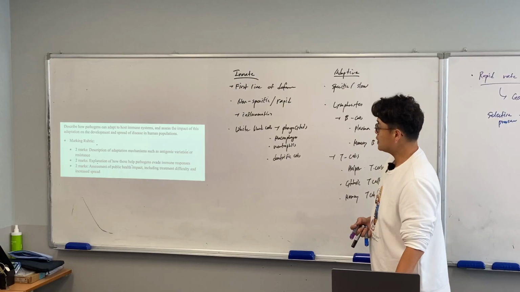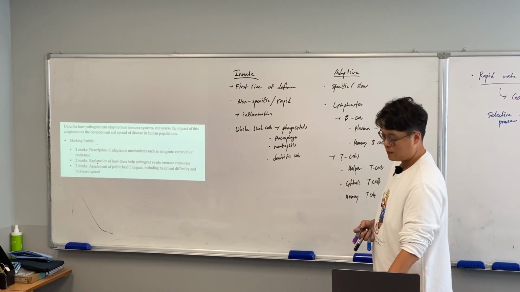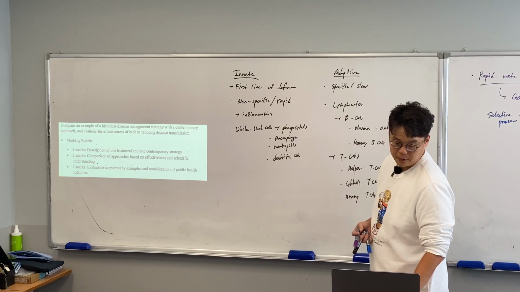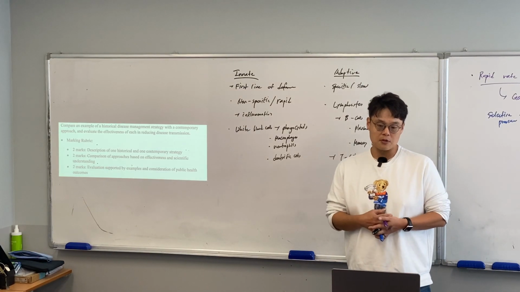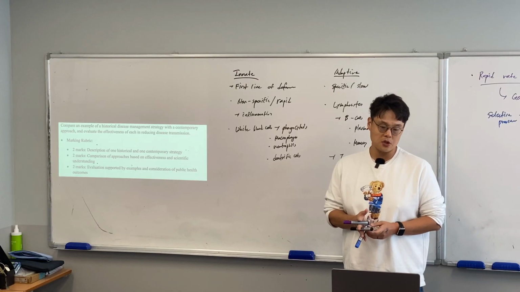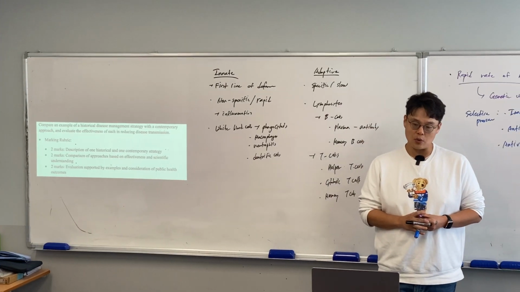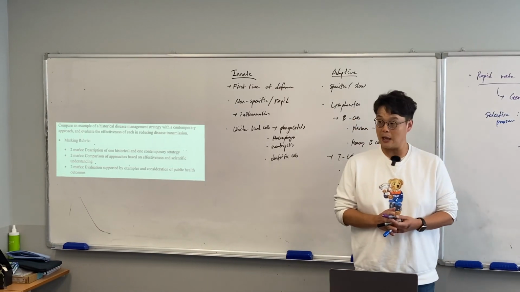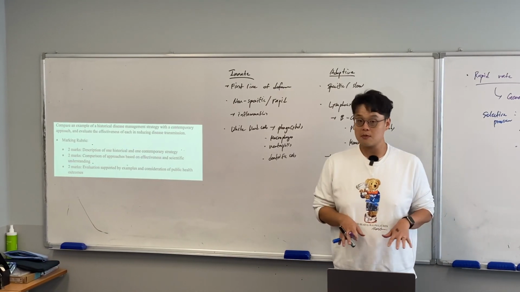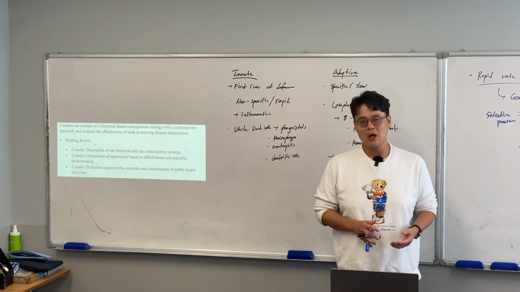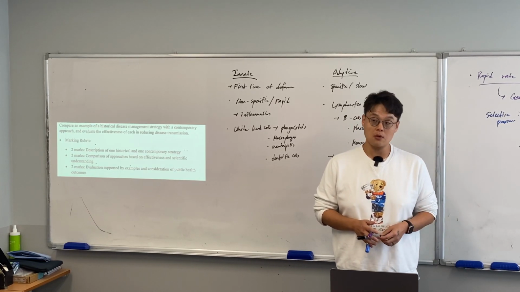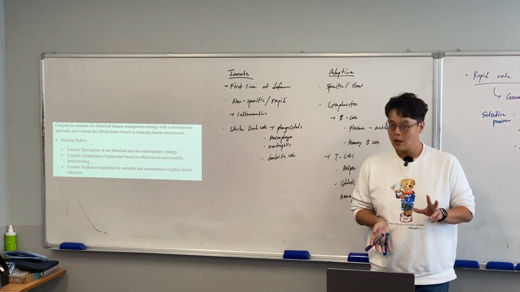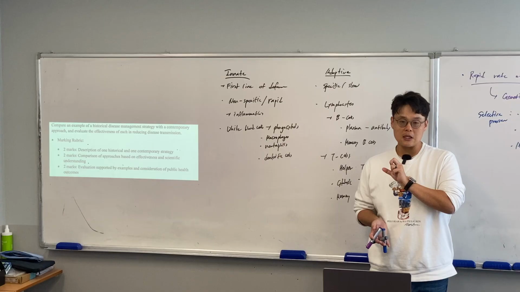Okay, the last question. Compare an example of a historical disease management strategy with a contemporary approach and evaluate the effectiveness of each in reducing disease transmission. Now, we haven't done this yet, so I don't expect you to answer that question, but after finishing today's Module 7, chapter 5, we're going to finish most of Module 7 today. You will be able to answer that.